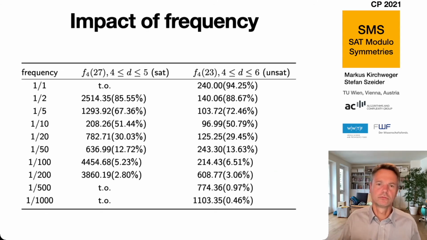Here we tried also to see what impact the frequency parameter makes. Here we have one satisfiable and one unsatisfiable instance, just to give you an idea. It turns out that for the satisfiable instances, the frequency parameter is quite crucial, but to use the right one. So here we see that something between frequencies 1/5 or 1/10 has the best running time, whereas for the unsatisfiable case, the frequency doesn't seem to have such a strong impact.